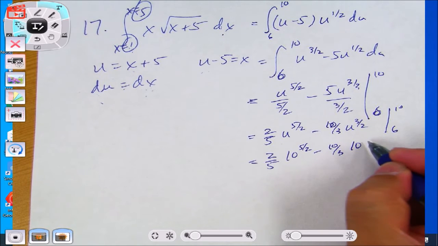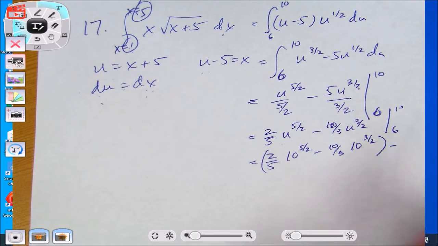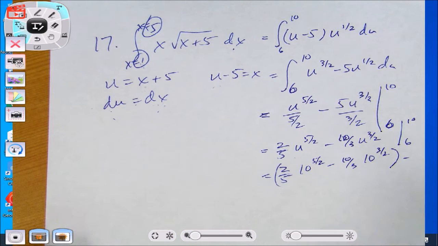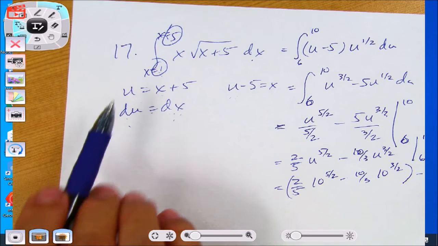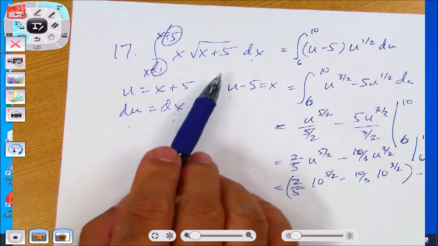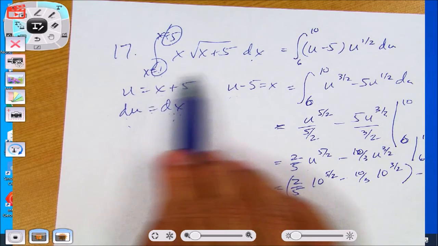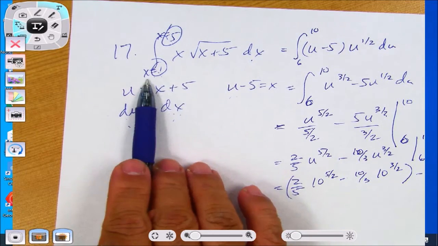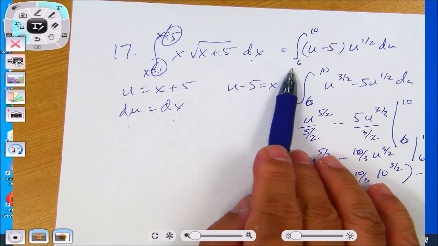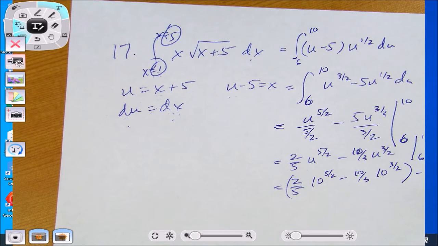How do you know when you can do that? When you've changed everything. If you're asked to do an indefinite integral, indefinite means there are no numbers, no limits, so you have to go back to x. If it is a definite integral and you have changed the limits, these were x equals 1 and x equals 5, and you changed them to u equals 6 and u equals 10, and you've changed everything in terms of u, you do not have to go back to x. What if you keep the limits 5 and 1? Then you have to go back.